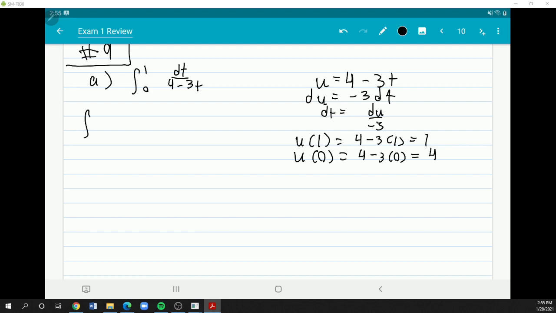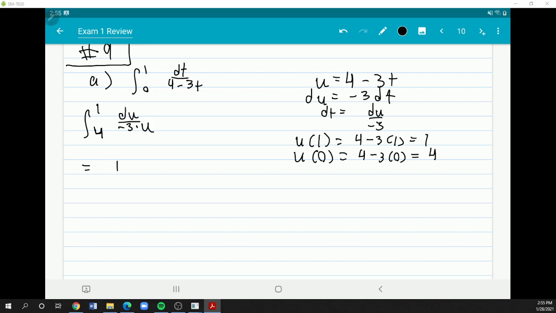So I get this is the integral from 1 on top, 4 on bottom, right? So you might want to be careful. You might feel compelled to put the 4 on top and the 1 on bottom, but that's not what happens here. And then we get du over minus 3 for minus 3 times u, replacing it with the dt and 4 minus 3t with the u.